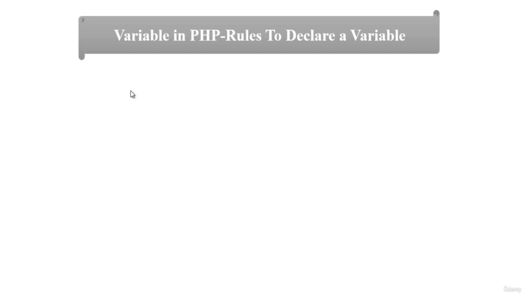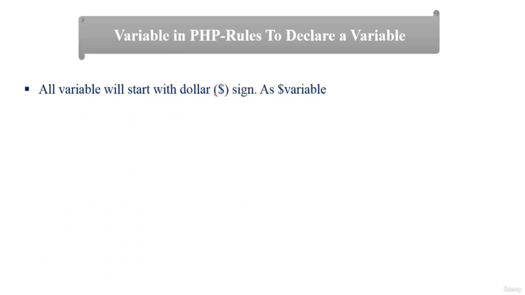Hi guys, in this class we will discuss different rules to declare a variable. In a previous class, we discussed the topics of initialization and declaration. When you declare a variable, you follow certain rules and regulations, which I will share in this class. All variables will start with a dollar sign.